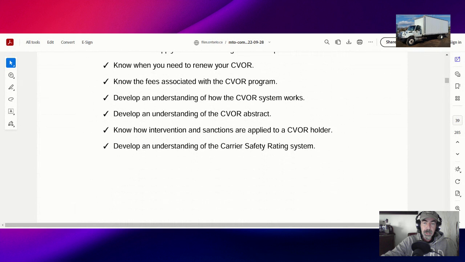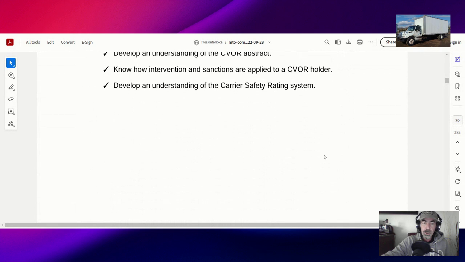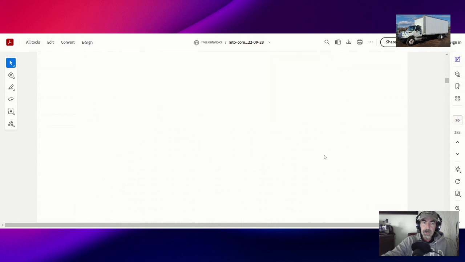Develop an understanding of how the CVOR system works. Develop an understanding of the CVOR abstract. Know how interventions and sanctions are applied to a CVOR holder. Develop an understanding of the carrier safety rating system.